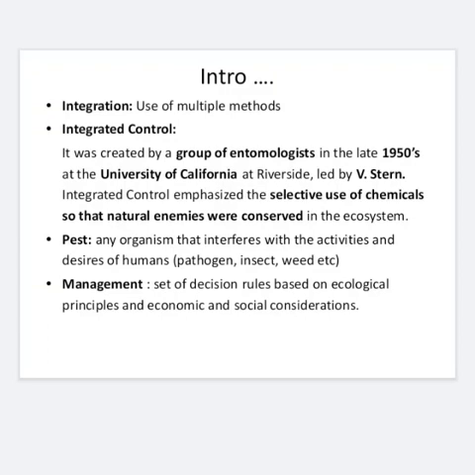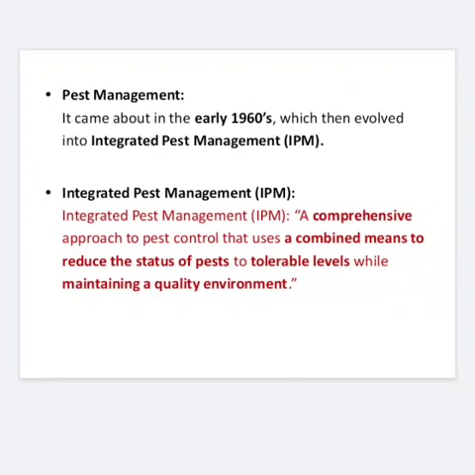Pest. What is pest? It is any organism that interferes with the activities and desires of humans. It may be a pathogen, insect, or weed. It is a broader concept. What is management? Management is nothing but the decision making process, whose effects depend on ecological principles, then economical and social consideration. Then in the early 1960s, the IPM concept evolved from pest management.